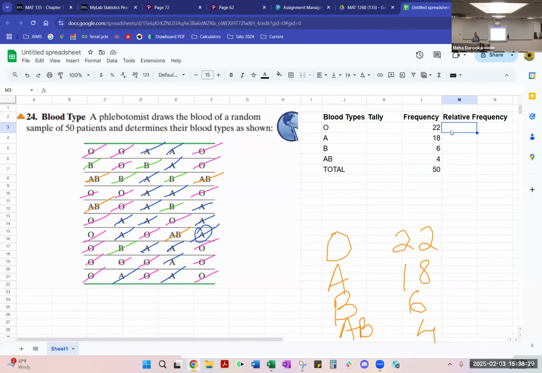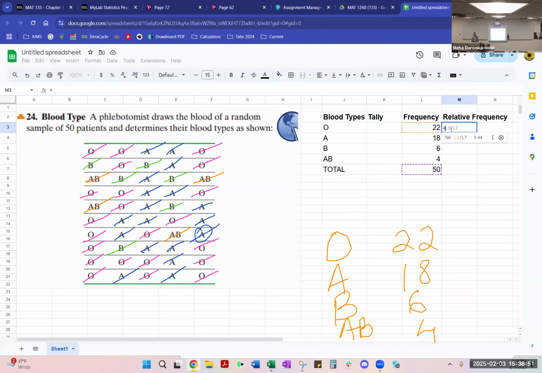Now, for calculating the relative frequency, we can do this by hand, but with Google Sheets, we can do it by using just the program itself. So you can see it's asking, do you want to do 22 divided by 50? And it's giving you the cell reference of L3 divided by L7.